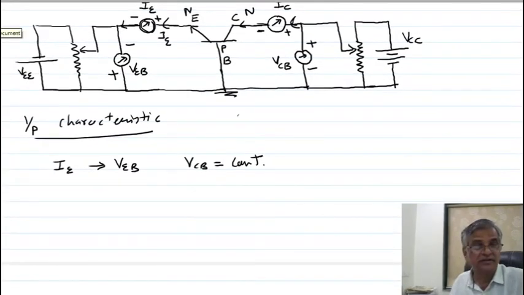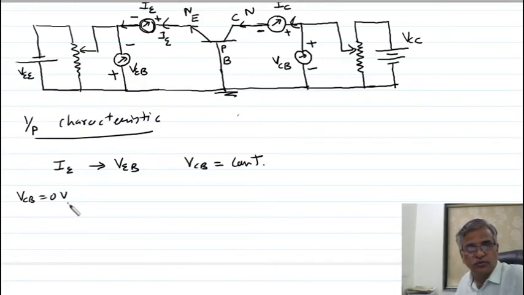Now let us see the method, what to do. Keep initially VCB equal to 0 volt. So you keep the power supply switched off. You can adjust this potential such that this shows 0, or it is better to keep it off. It is not necessary to keep it at 0, you can keep 2 volt, 4 volt, anything. Keep VCB equal to 0 with the help of this potentiometer, or you can switch off your power supply VCC.